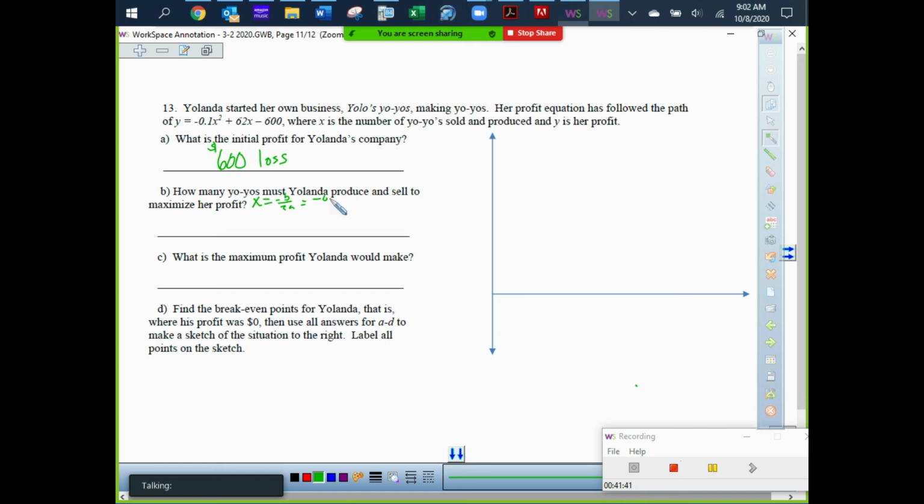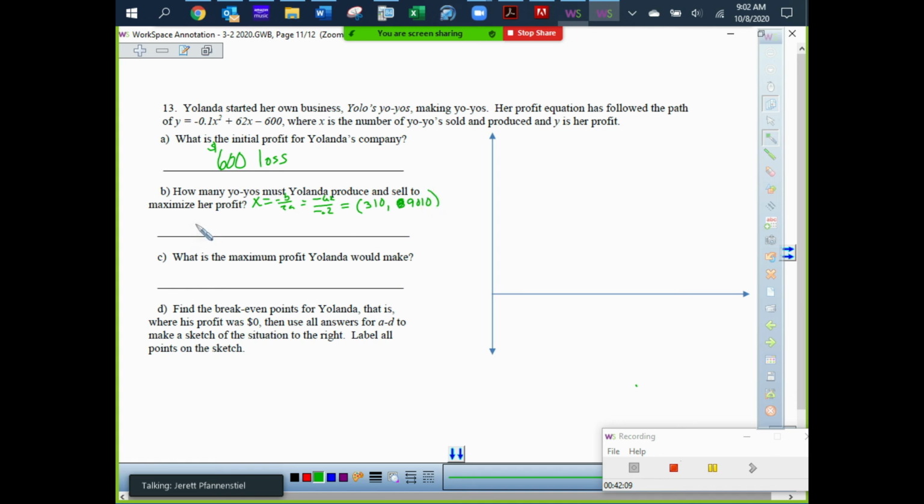And negative 62 over negative 0.2. Just watch those decimals. Negative 62 divided by 0.2. Did you get 310? And then what is our y value once you get 310? Give me just 4 numbers in a row. 9010. Is that what we're coming up with? Yes, no, maybe? Cool. All right.